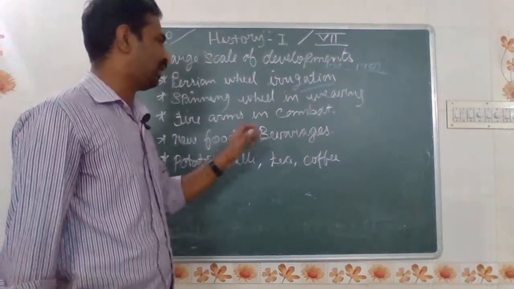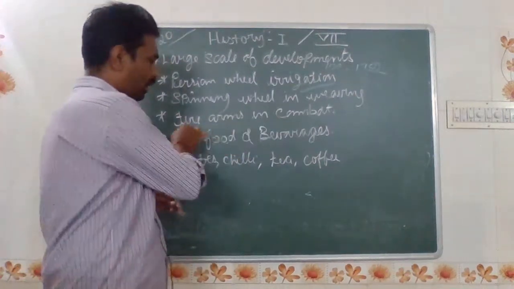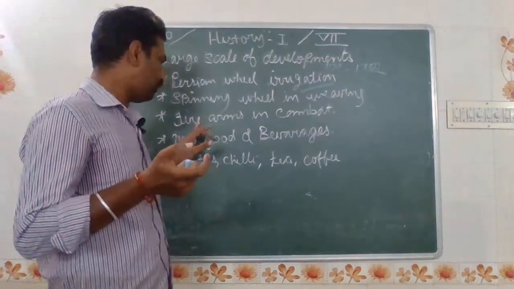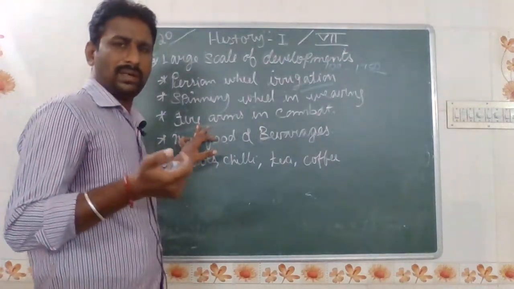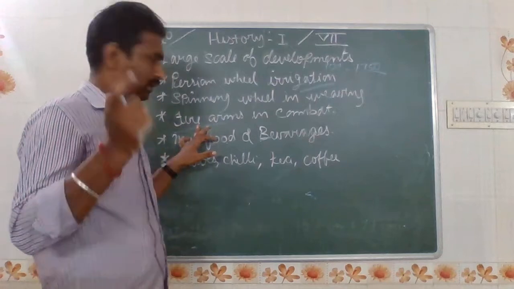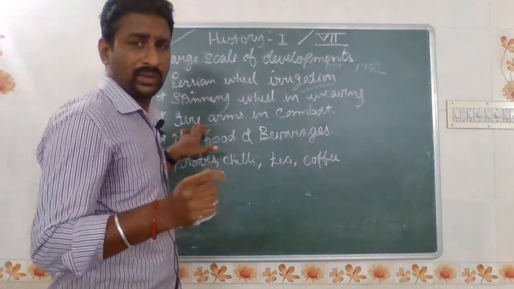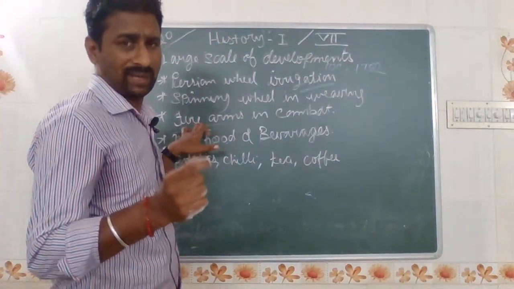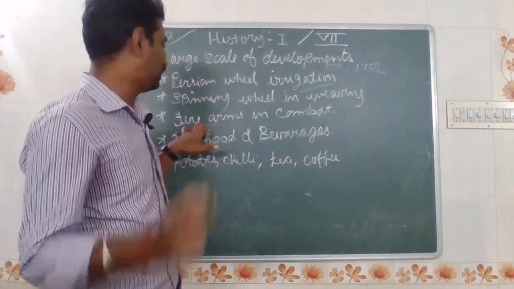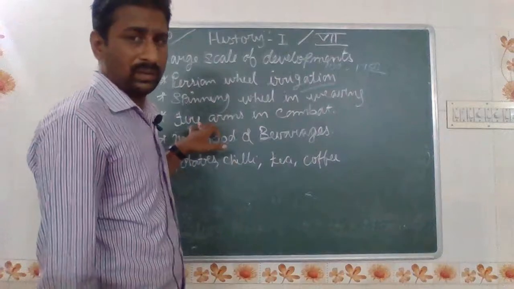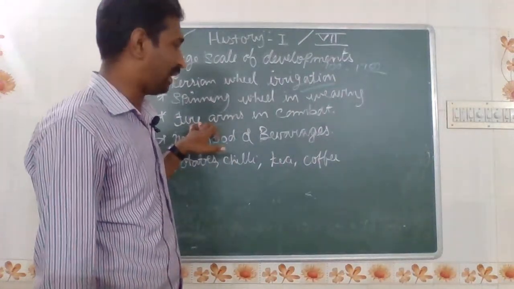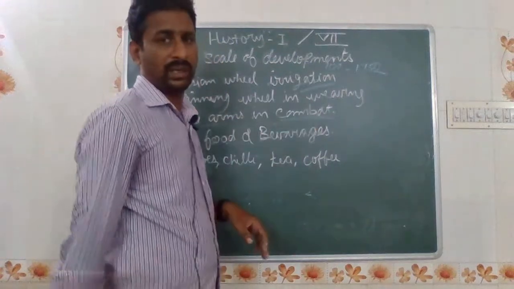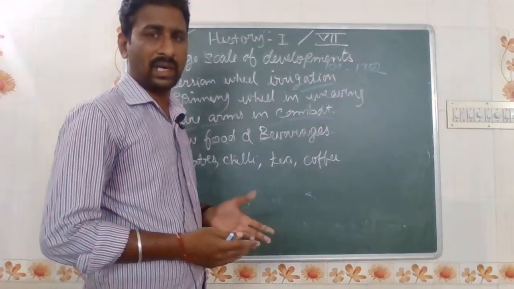And firearms in combat. Firearms means vedi porukal. In guns you use bullets nowadays, but in the ancient days they didn't use bullets. Instead of bullets they used what we call ravai, gundu ravaigal. So that is called firearms in combat. All those explosives are called firearms. And combat means war, struggle, etc. That means war nadakudhu, that is called combat.